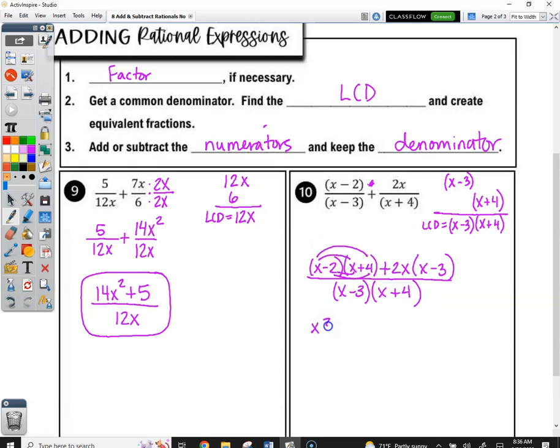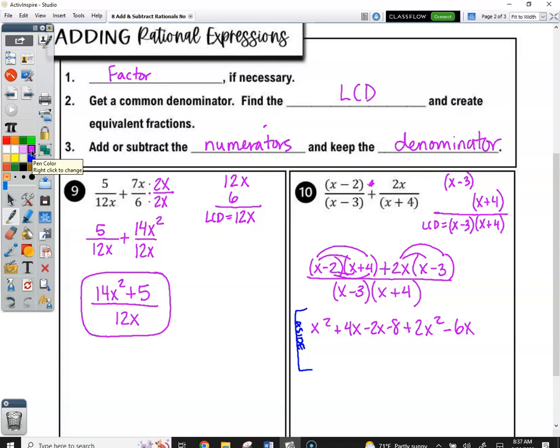I would have x squared plus 4x minus 2x minus 8. Here, this is just distributing. I call this an aside, where I say to myself, I'm going to go over here to the side and clean this up and then put it back in the fraction. So I'm not rewriting the whole fraction over and over and over.